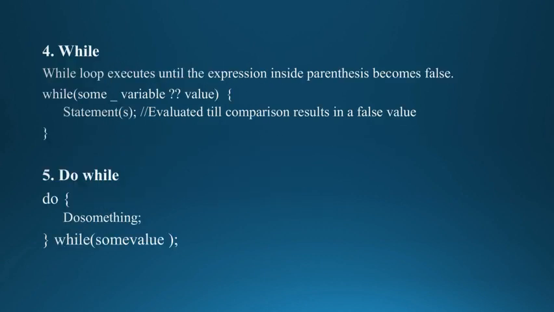Next one is the while statement. Here the while loop executes until the expression inside the parentheses becomes false. The while condition is placed inside the given set of parentheses, while of some variable followed by the variable name. The condition is evaluated in the while loop, and the statements inside the loop body will be executed.